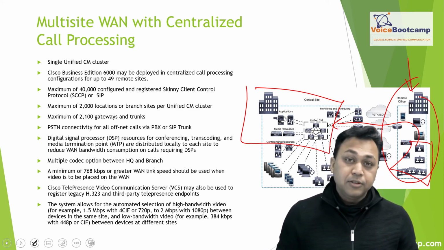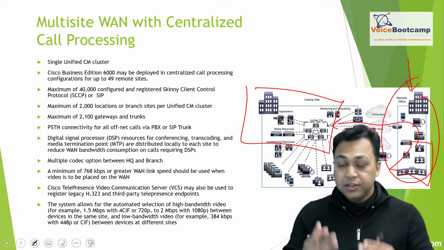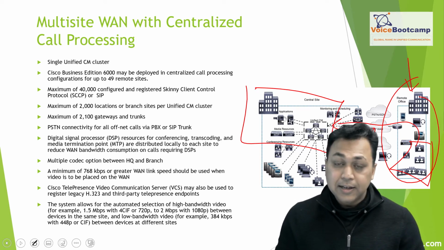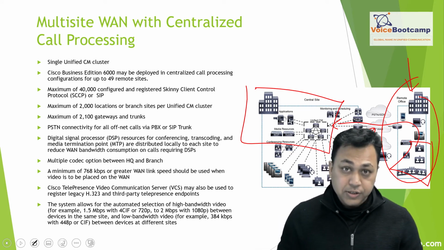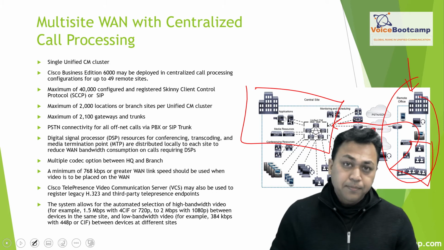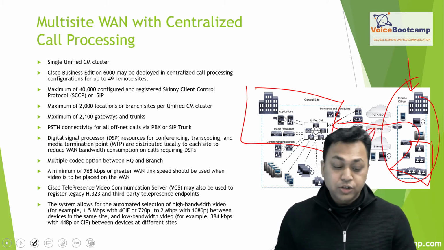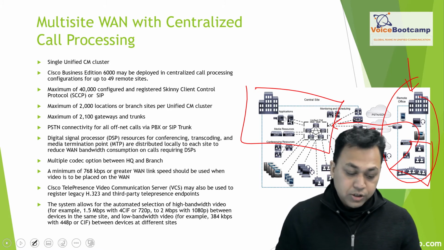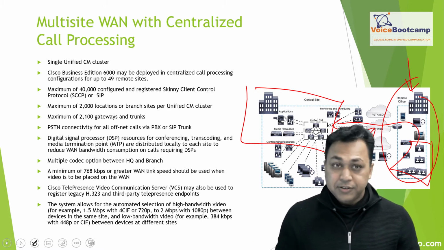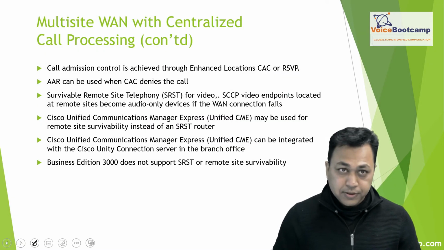That's one of the reasons why we want to make sure that you have a fully redundant WAN link, and fully redundant layer 3 and layer 2 switches as well. When you're deploying a multi-site WAN, you're still restricted to 40,000 phones and 2,100 gateways, but you can go up to 2,000 locations. So that is what multi-site WAN with centralized call processing means.